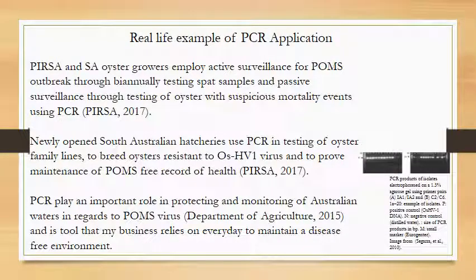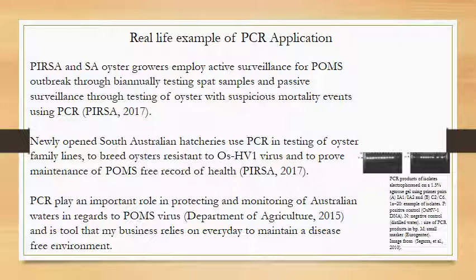PIRSA and the SA oyster growers employ active surveillance for POMS outbreaks through biannually testing of spat samples and passive surveillance through testing of oysters with suspicious mortality events using PCR. So newly opened South Australian hatcheries use PCR in testing of oyster family lines to prove oysters resistant to the OSHV1 virus and to prove maintenance of a POMS-free record of health for their hatcheries.